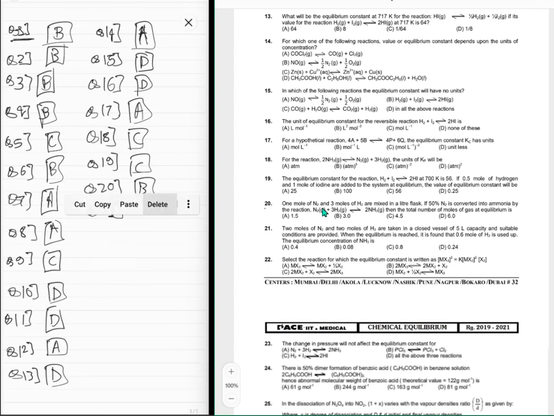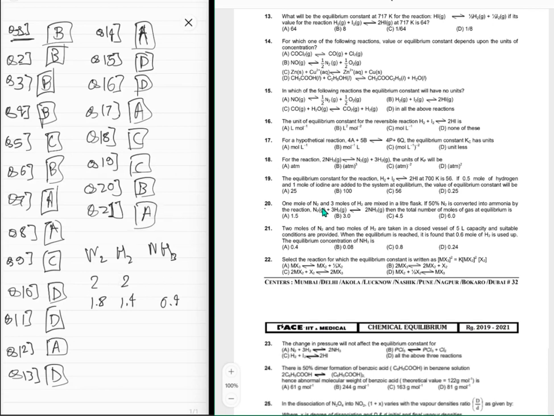Question number 21 is the same thing, N2, H2, NH3. 2 moles of N2 and 2 moles of H2 are taken in a closed vessel of 5 liter capacity. We don't care about that. Suitable conditions are provided and when equilibrium is reached, it is found that 0.6 moles of H2 are used up. So that means it's now 1.4, and N2 used up would be 1/3 of that, so 0.2 moles of N2 are used up, so it's 1.8. And 2 times that is 0.4, so now you have 0.4 NH3. The equilibrium concentration of NH3 is just 0.4, right? So it's A.